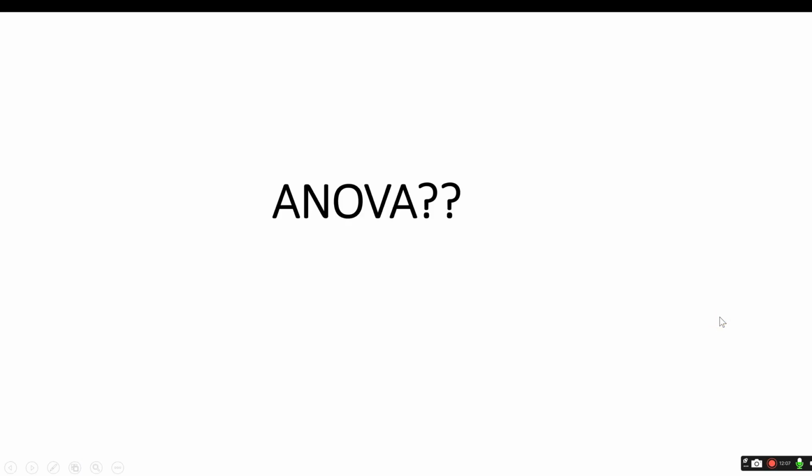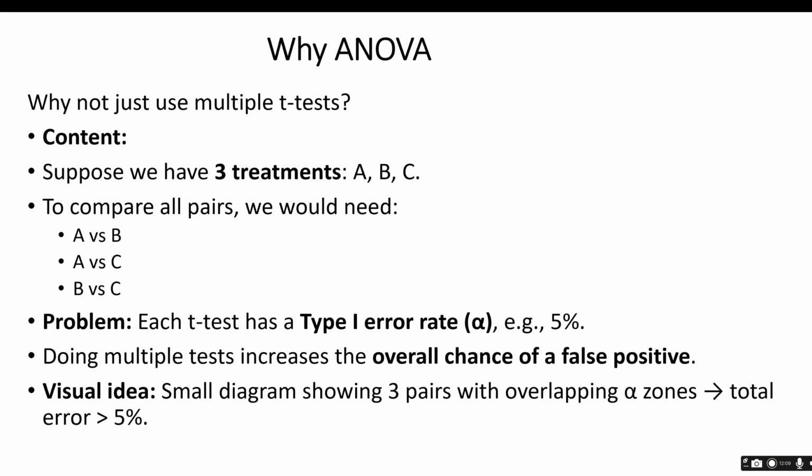So next is ANOVA. So why ANOVA? We can ask why ANOVA. We have a T test and we have a Z test. If there are more than two samples, two variables, we can do multiple T tests. So why do we need to do ANOVA? We can do one T test for one pair, another T test for another pair, another T test for another pair. We can do multiple T tests.